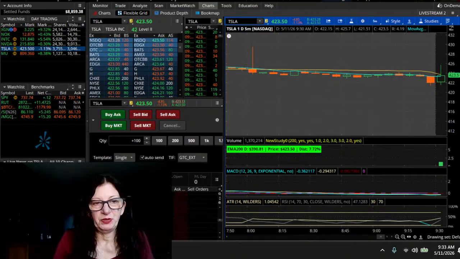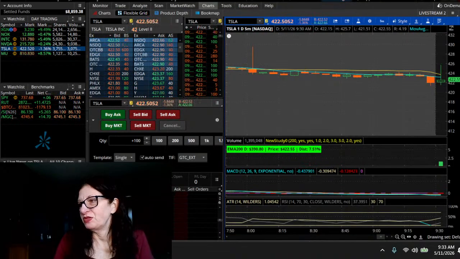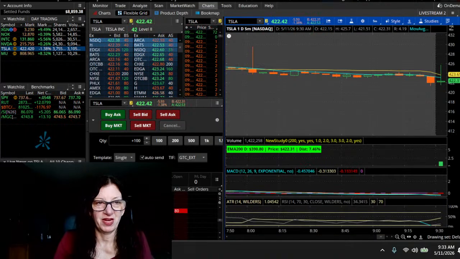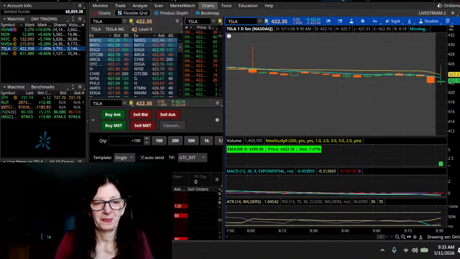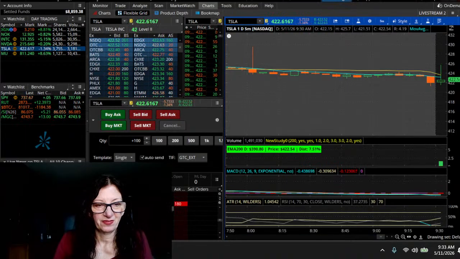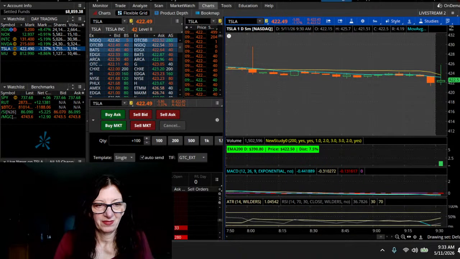And some people use the first 5 minutes, some people use the first 15 minutes, and some people use the first 30 minutes. So let's take a look. Got a lot popping up on the large cap scanner, AMD, SoFi.